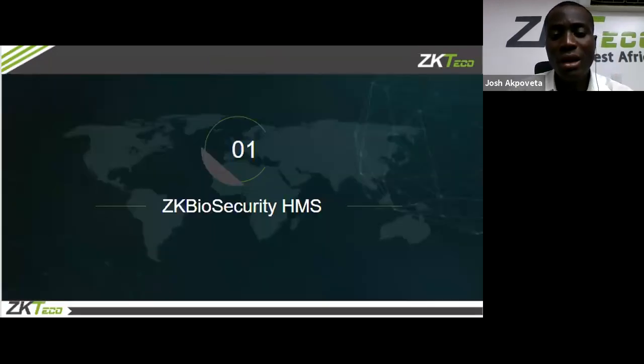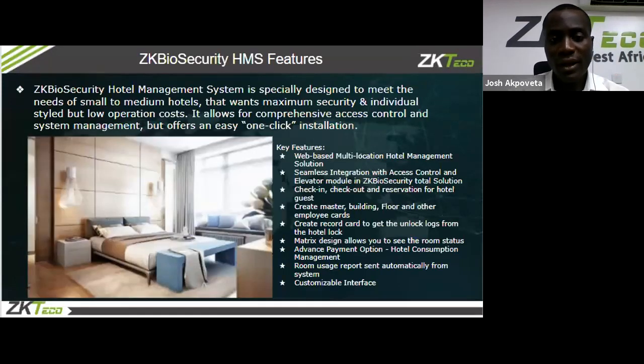But let's have a quick look at this product one-on-one. First of all, let's look at the ZK Biosecurity Hospitality Management Solution that comes with the lock. What does it offer? ZK Biosecurity Hotel Management System is a solution that is designed to meet the need of small to medium scale hotels and those who are concerned about security and who want to style their own business hotel to meet the need of the 21st century, but also want to minimize the cost of operation, who want a cost of operation as lean as possible. And it also gives room for comprehensive access control system management, but offers an easy installation.